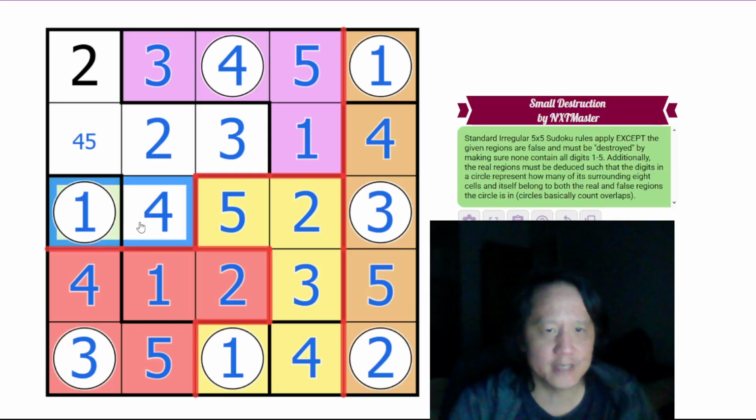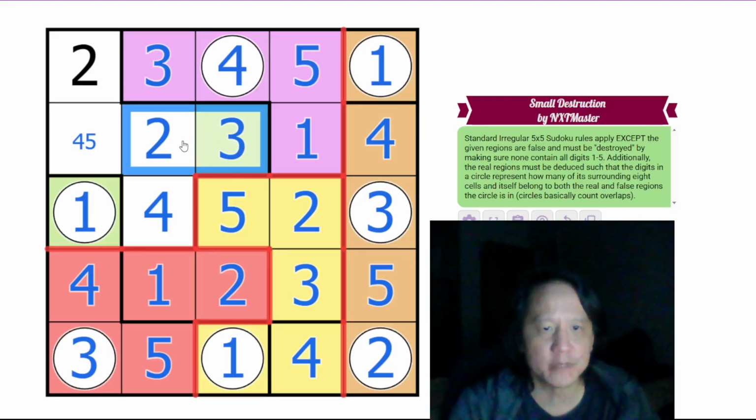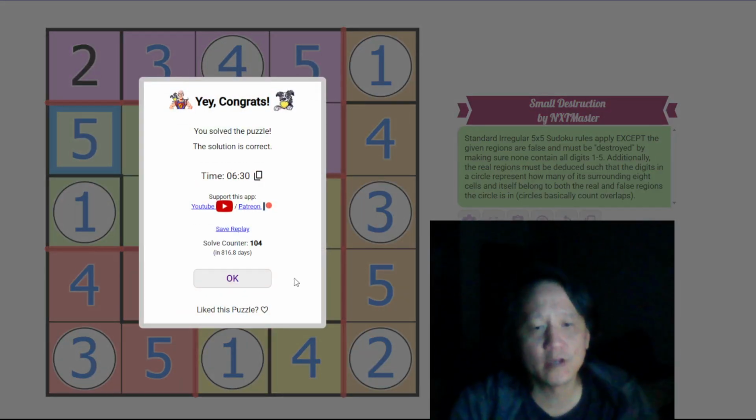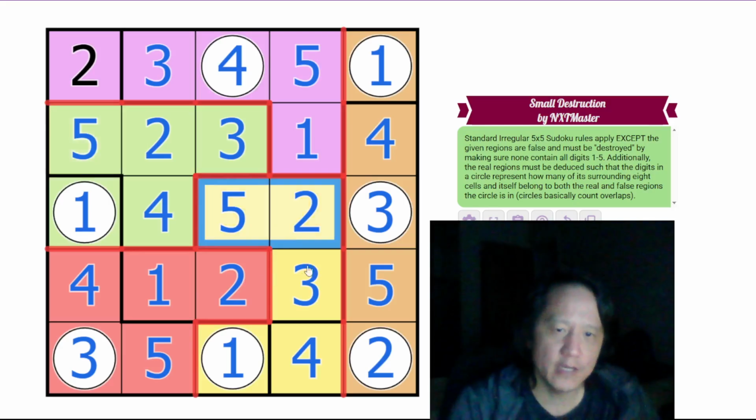The green needs access to a 3. It has to go through here. So then it must connect to that 2 there. So then this is all done as a region, and this is pink. And so these are the regions you have. And then this should be a 5. Yep. And that's done.